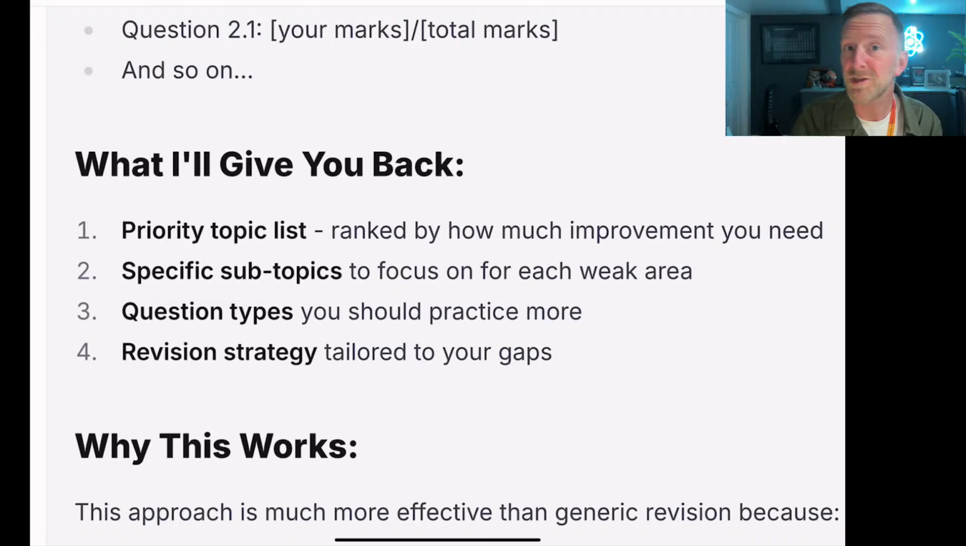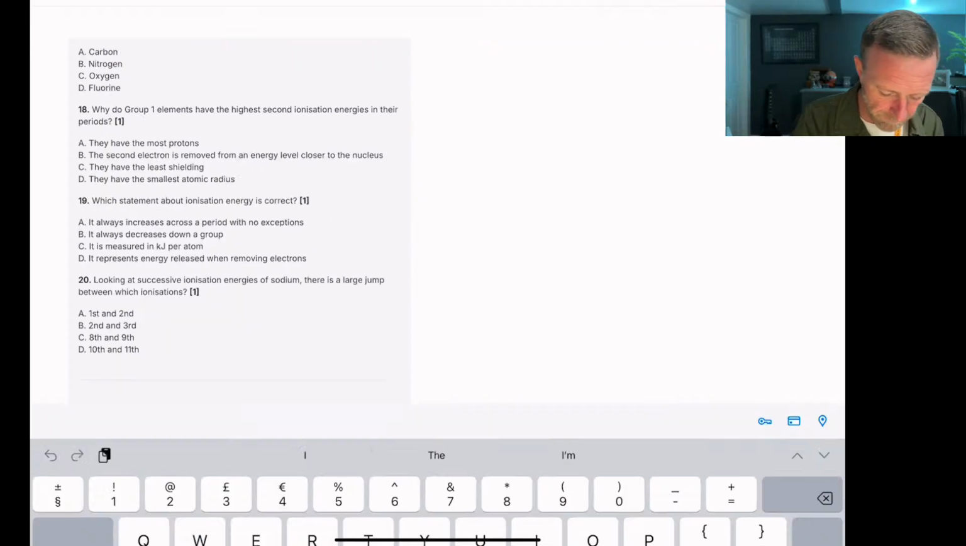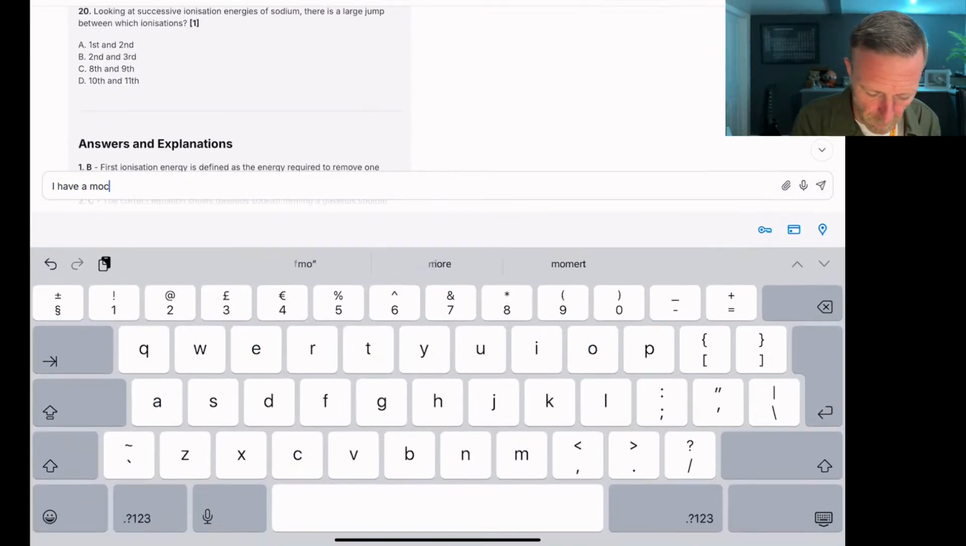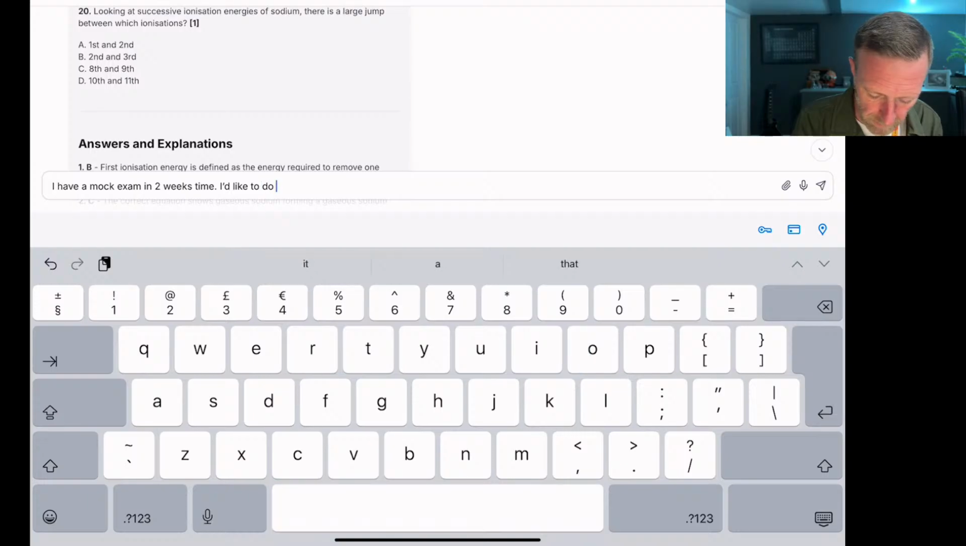So is it the calculations? Is it the recall questions? And then a revision strategy. That's what else I've designed it to do: if you tell it what you want to revise and how long you've got, it will come up with a revision schedule and all the resources you need in order to do that. Okay, so let's go back to WJEC. I have a mock exam in 2 weeks' time. I'd like to do 1 hour per day revision.